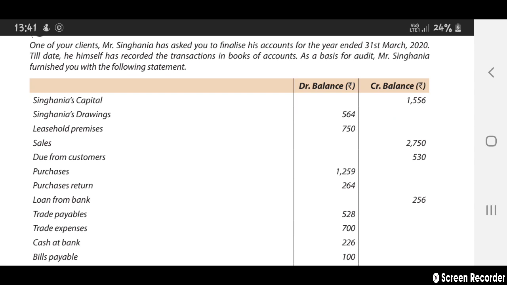As a basis for audit, Mr. Singhania furnished you with all the information. So what information has Mr. Singhania given? Let us see the question.